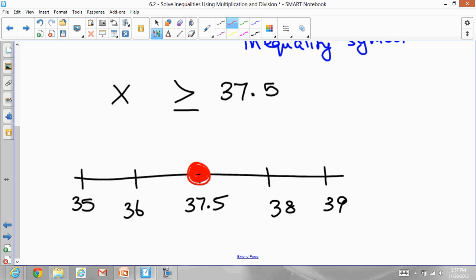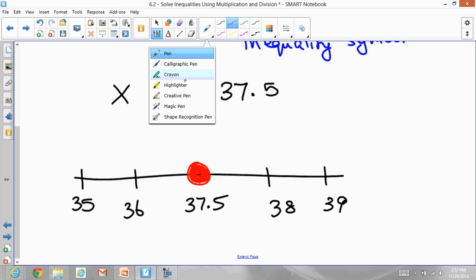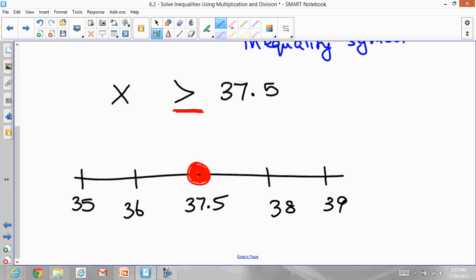You can eliminate answer choices just by looking at your open circle and your closed circle. This is going to be closed because of the equal sign. And since your variable is on the left, all you have to do is match the way that your direction of inequality is pointing, and this is your answer. So your x could take on any value that is bigger than 37.5 or equal to 37.5.